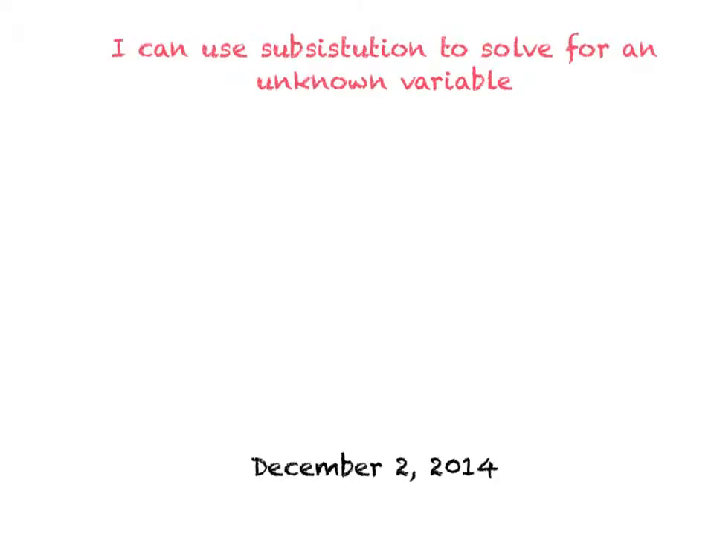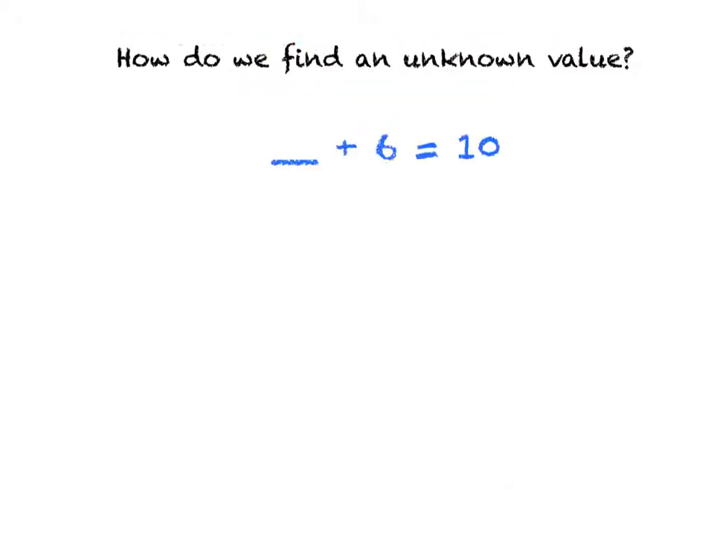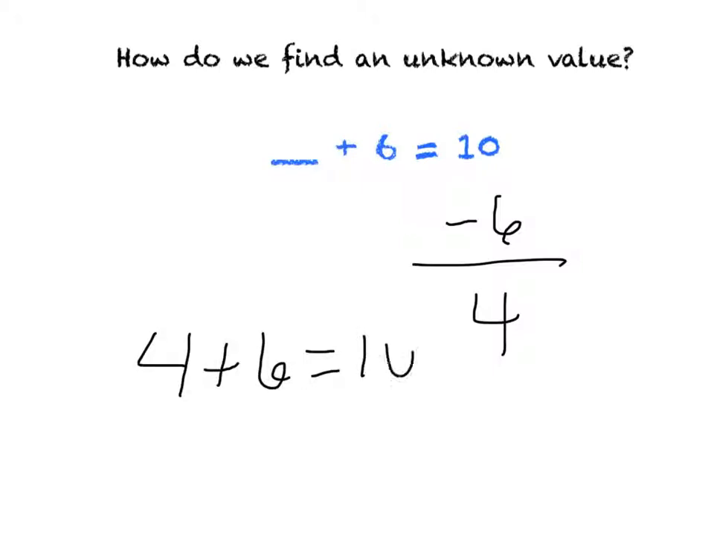Today we're going to learn how to use substitution to solve for an unknown variable. Let's first look at this problem. Blank plus 6 equals 10. If I was to give you this problem, you'd say, oh, that's easy. All I have to do is subtract 6 from 10 to get 4, so I would know that 4 plus 6 equals 10.